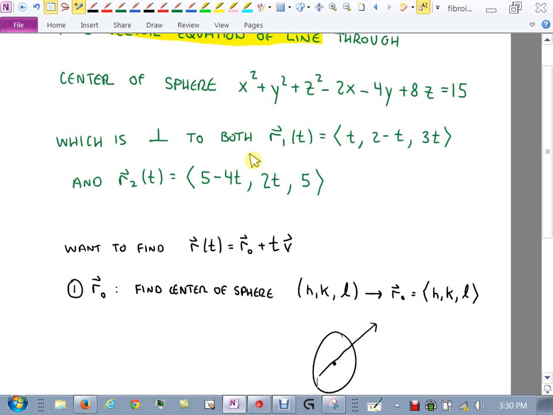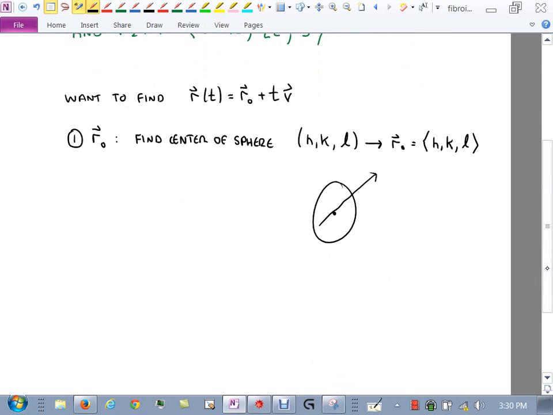It doesn't need to be unit. Nope, doesn't need to be unit. Does that make sense? These are the connections you have to make for a problem like this. The direction of the line you want is dictated by the fact that you have to be perpendicular to two other lines. So for the second thing, for V, for the direction, V must be perpendicular to V1.